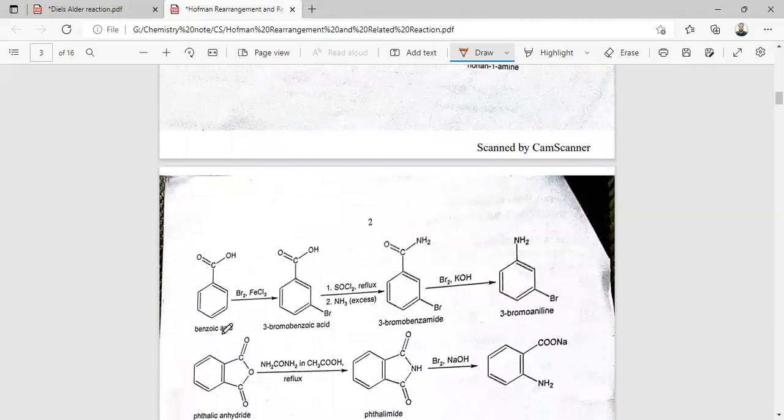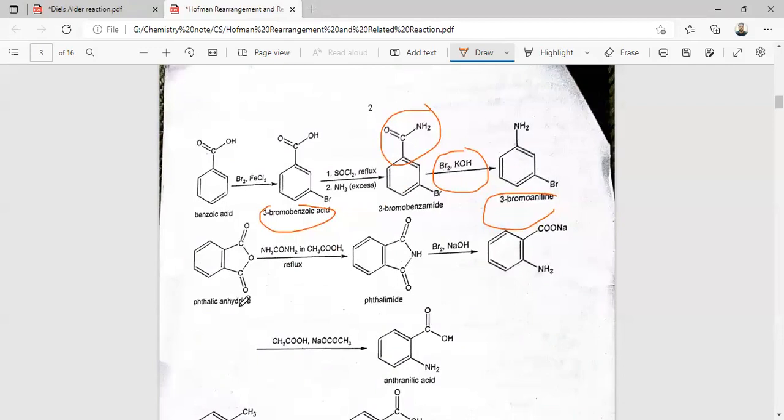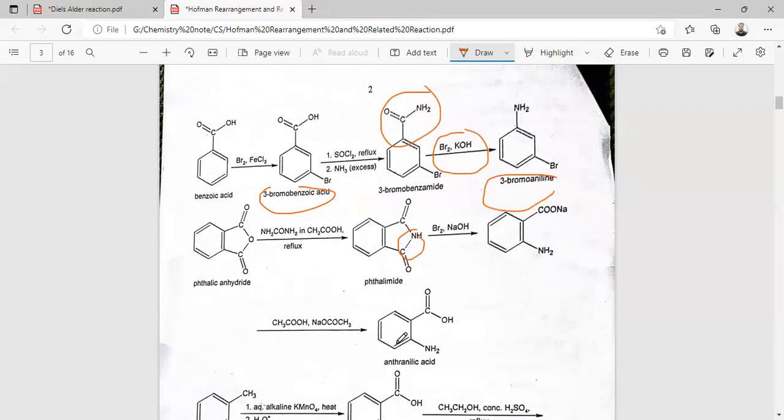So benzoic acid in the presence of Br2 and FeCl3 forms this 3-bromobenzoic acid, which reacts with SOCl2 under reflux and NH3 to form this amide. And again this amide reacts with Br2 and KOH to form this 3-bromoaniline. And the phthalic anhydride, refluxed in acetic acid in the presence of NH2CONH2, forms this amide, and then Br2 and NaOH form this amine, which reacts with this acetate to form this anthranilic acid.